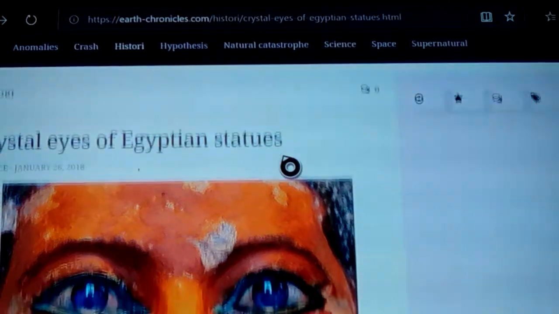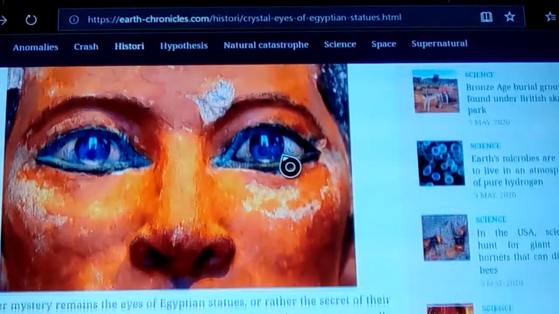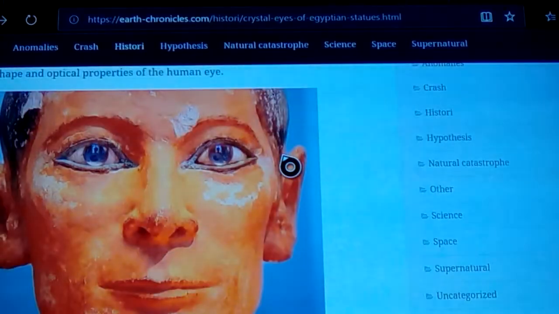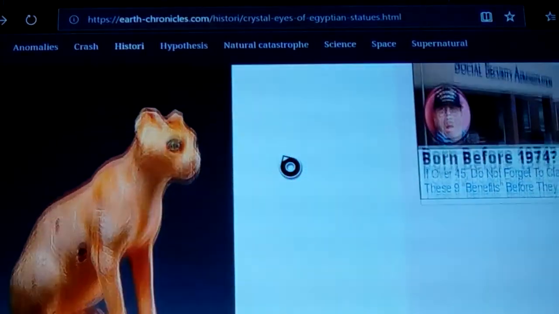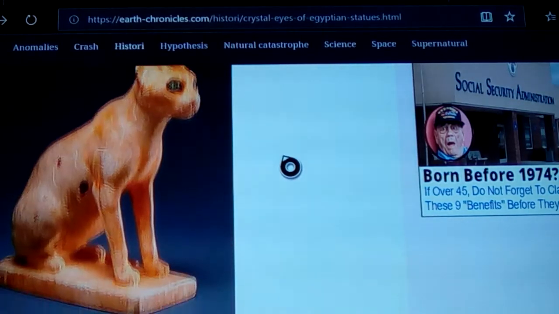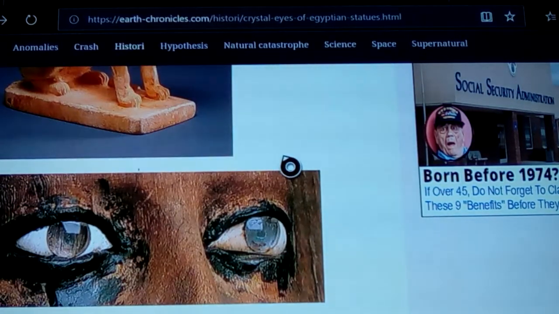Here's another picture of those eyes. And they really look like they're staring at you and following you around the room. And another depiction of him. And they even did it to some cats back in the day, so they were willing to do it to everything, but lost this technology, and I'll show you why in just a second.